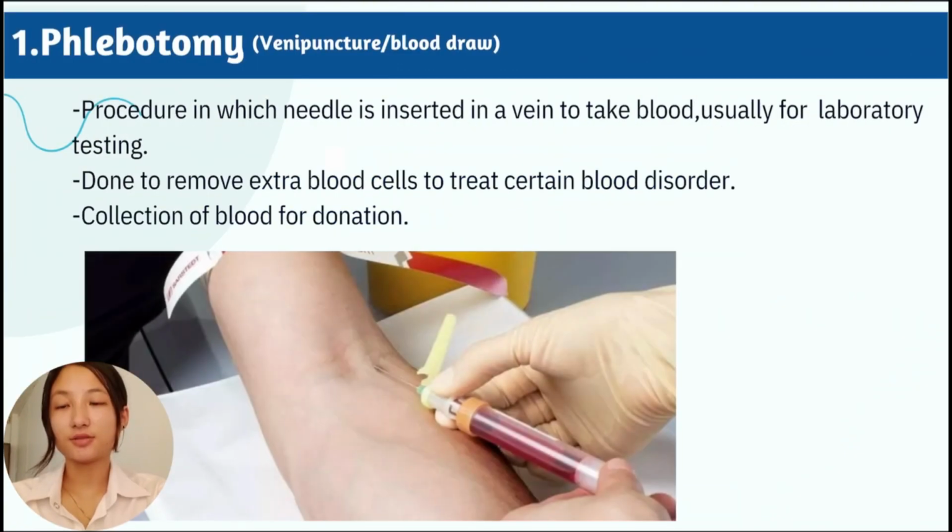Phlebotomy is the process of removing blood and is also known as venipuncture. It is the procedure in which a needle is inserted in the vein to take blood, used for laboratory testing, also done for diagnosing blood disorders and for collecting and donating.